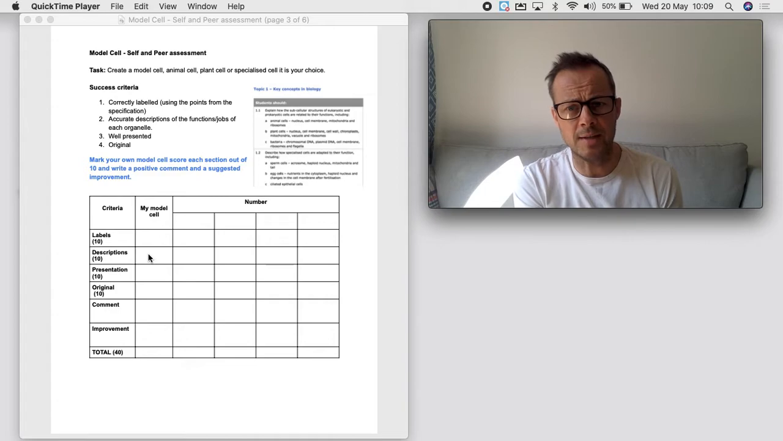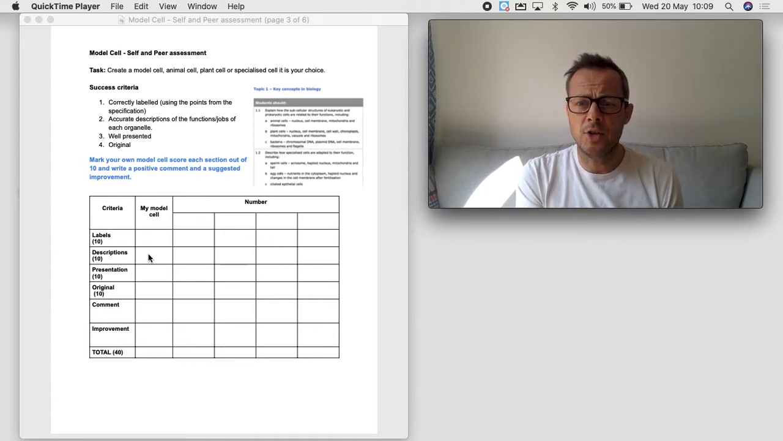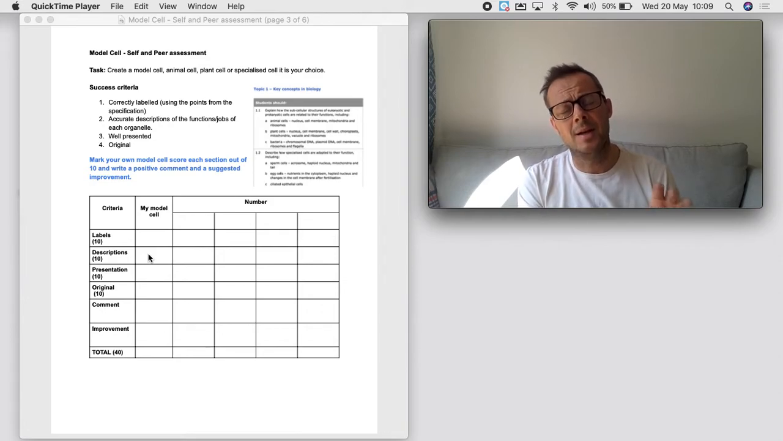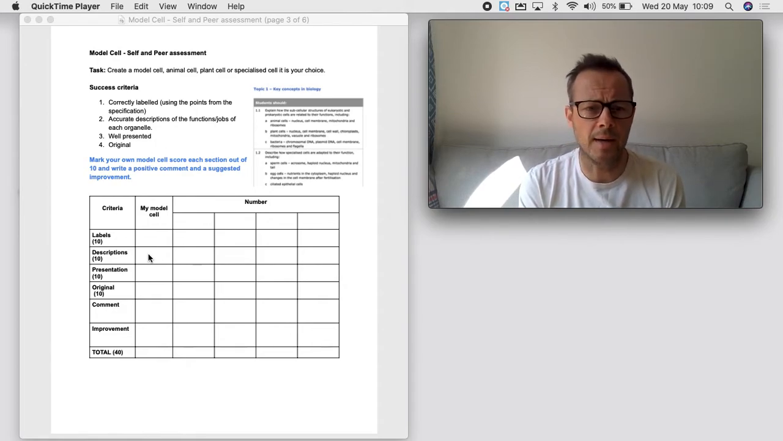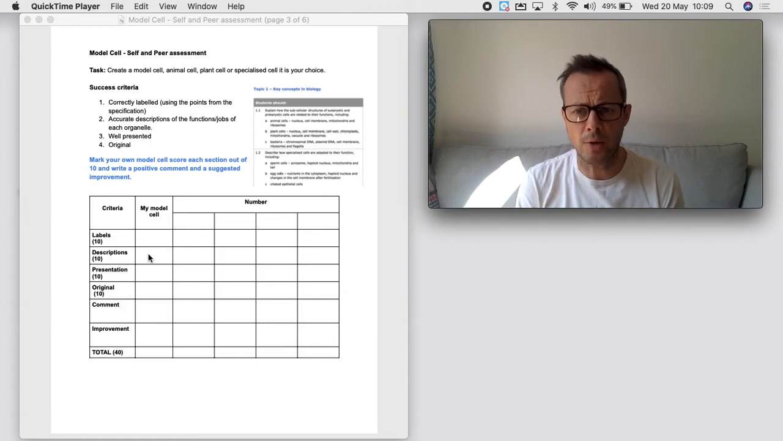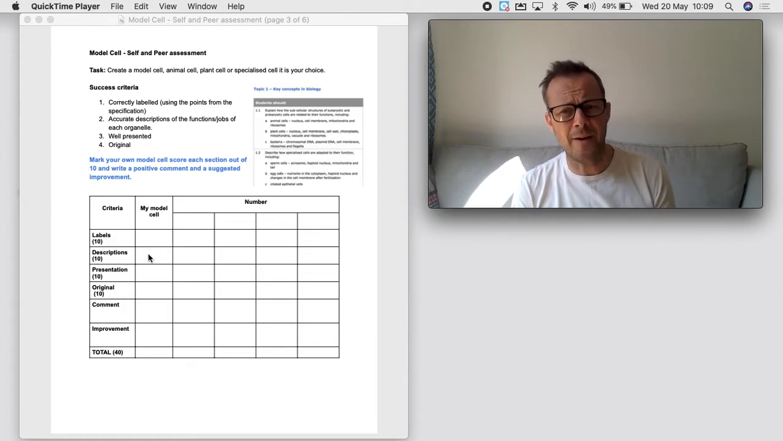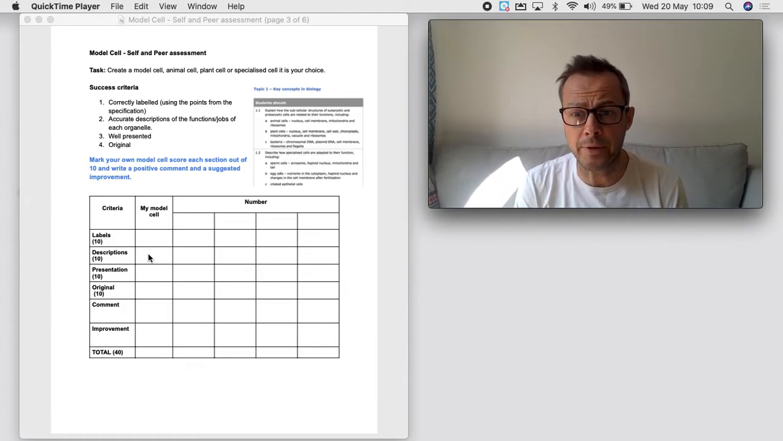Presentation, a bit more subjective here. What is the presentation like? Do you think that person has spent a long time putting some thought and skill into that, or do you think it's rushed? You give yourself and the people you're marking a mark out of 10 for that. And then try and gauge how original you think the model is. So we've seen there in the examples I've shown you some really original models, and then some models that are very similar to the examples that I put together.